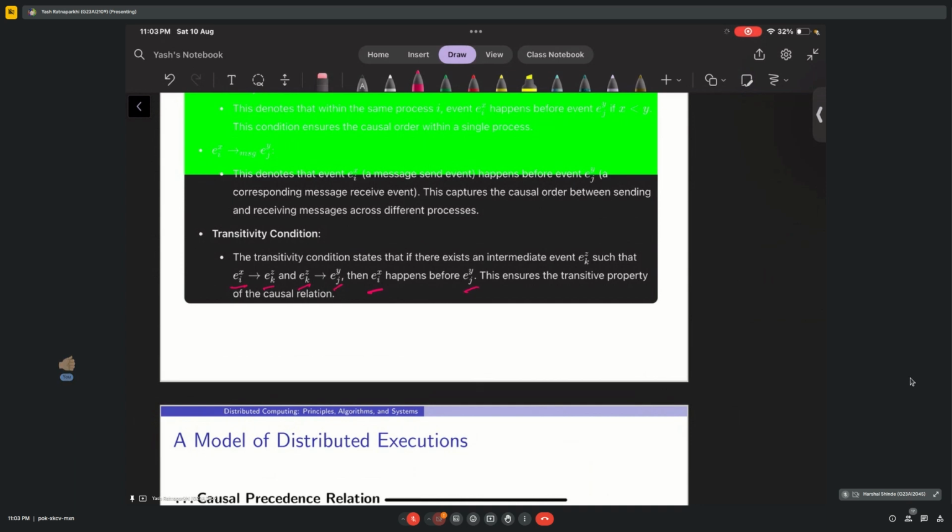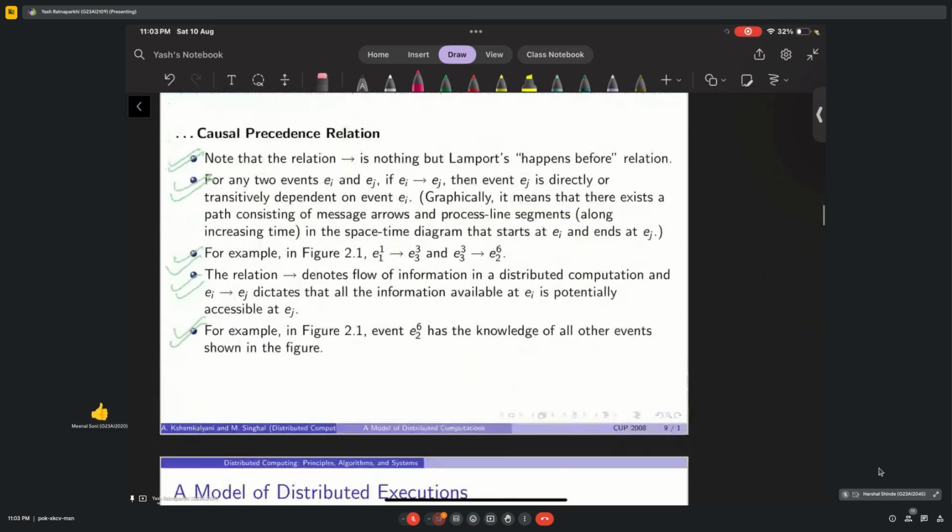Yes bro. Cool. Now let's move ahead. So guys, whatever we have learned so far is all written in this, and I'll read it for you. You will definitely get an understanding of it. Point number 1 is: note that the relation this gives is nothing but Lamport's happened-before relation. For any two events e_i and e_j, if e_i gives e_j, then e_j is directly or transitively dependent on e_i. Correct? We understood this.